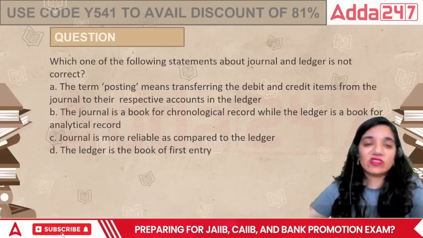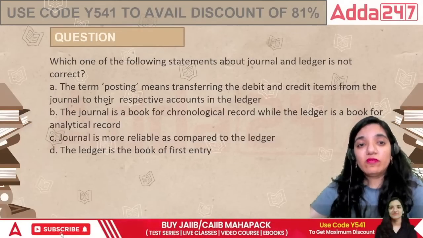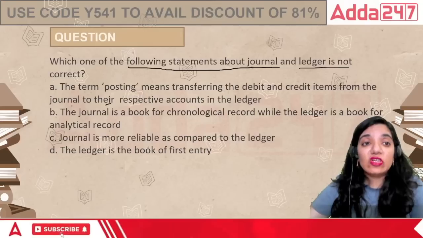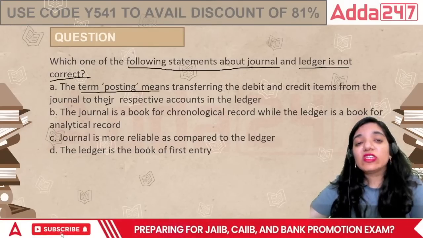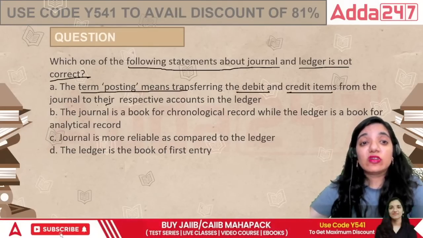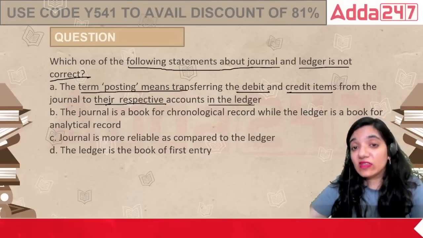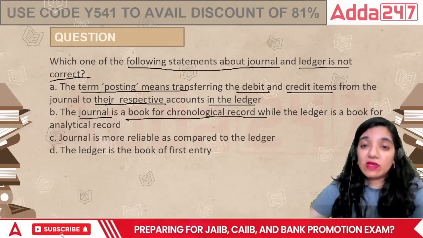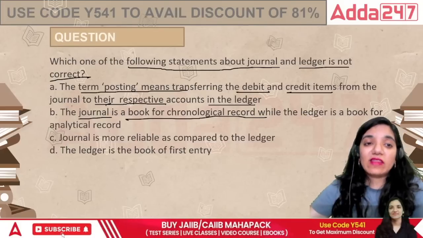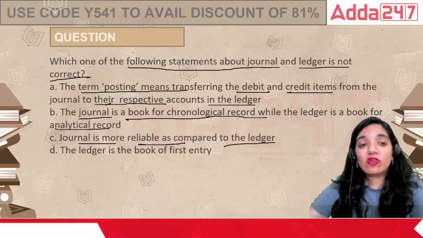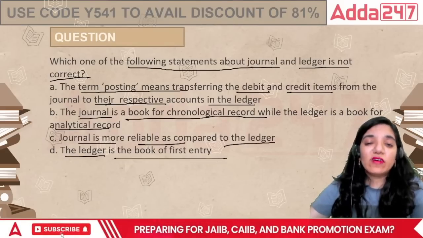Here comes the next question. Which one of the following statements about journal and ledger is not correct? The term posting means transferring the debit and the credit items from the journal to their respective accounts in the ledger. The journal is a book of chronological record, while the ledger is a book of analytical record. Journal is more reliable as compared to the ledger, or the ledger is the book of first entry.